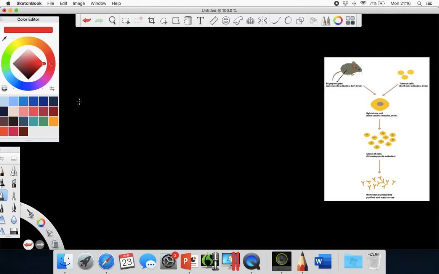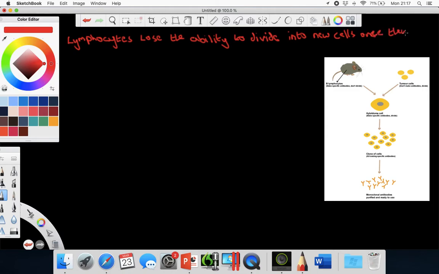Lymphocytes lose the ability to divide into new cells once they produce antibodies.